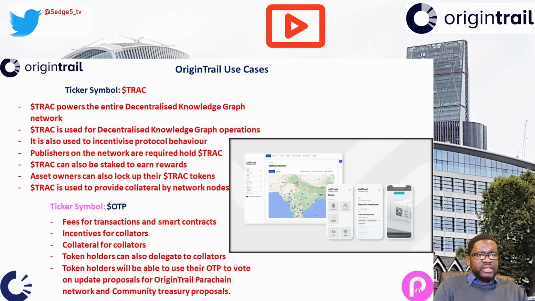Ticker symbol TRAC. As a utility token, TRAC powers the entire decentralized knowledge graph network. TRAC is used for decentralized knowledge graph operations, and it is also used to incentivize protocol behavior. Those who want to publish on the network are required to hold and use TRAC for services rendered, and TRAC can also be staked to earn rewards, similar to Google's AdSense on discoverability. Asset owners can also lock up their TRAC tokens in order to improve their assets' own discoverability.